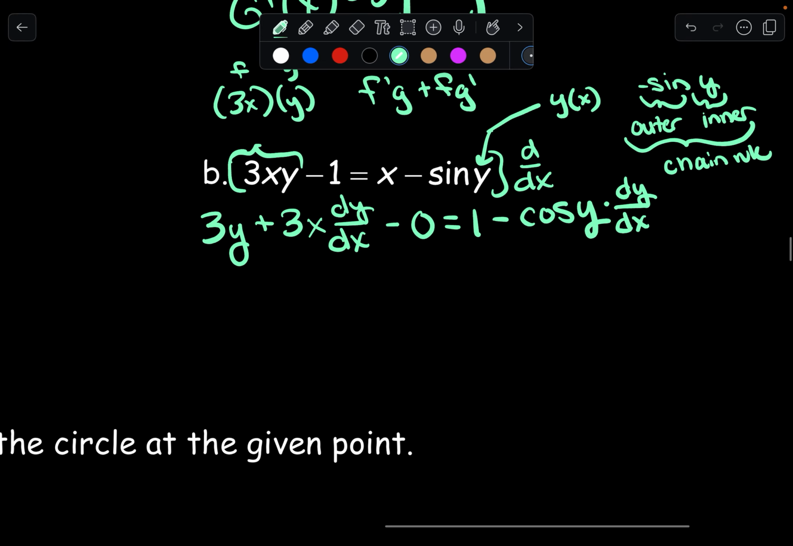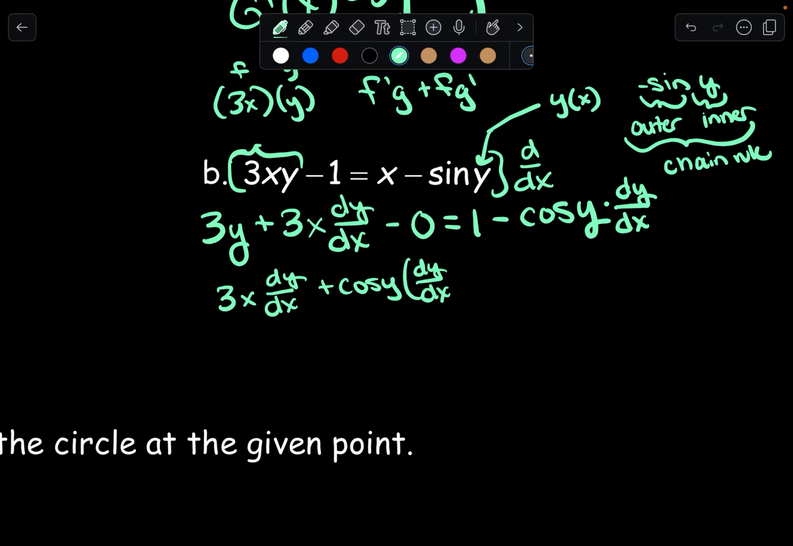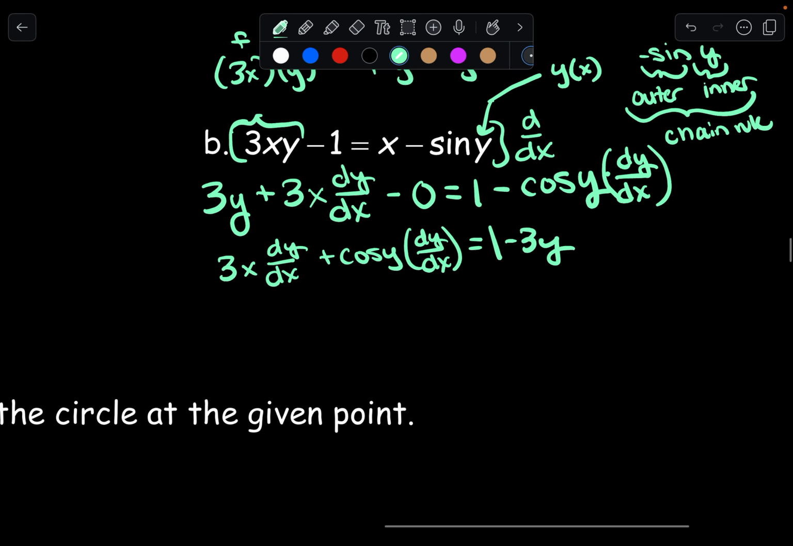Okay, since we're solving for dy/dx, we have to get all the terms with dy/dx on the same side. So we'll have 3x dy/dx, and then we will add the cosine y dy/dx. And just to make it clear, that dy/dx is not inside of the argument for the trig expression. Okay, so I have my 1, and then I subtracted the 3y from both sides. From here, we can factor out dy/dx.